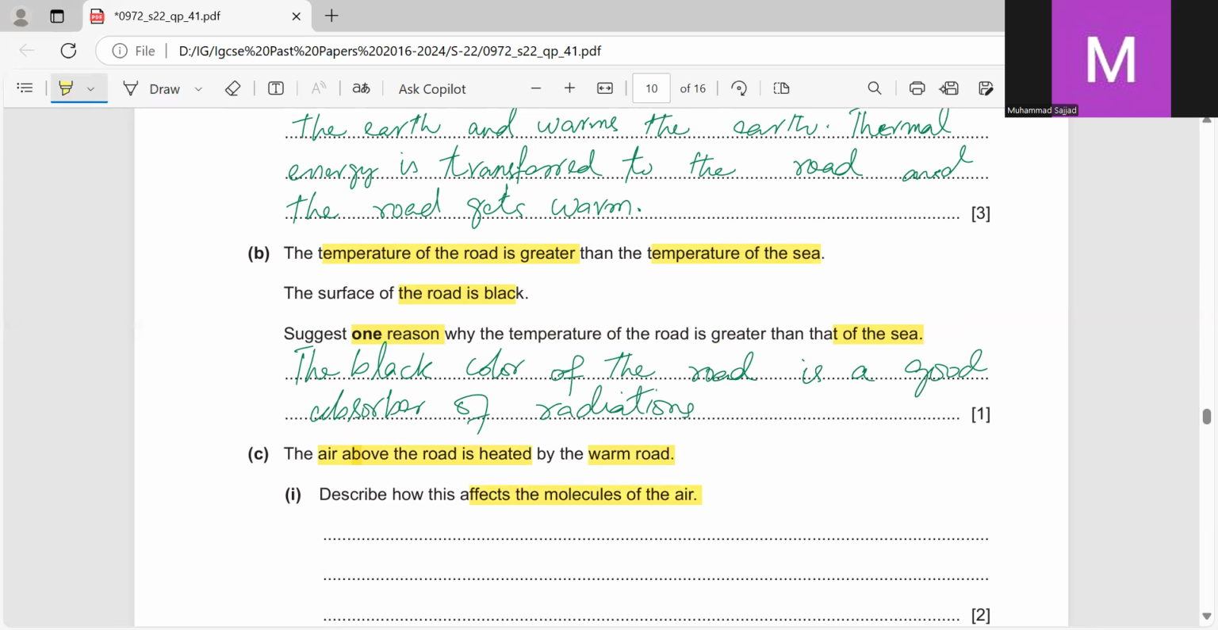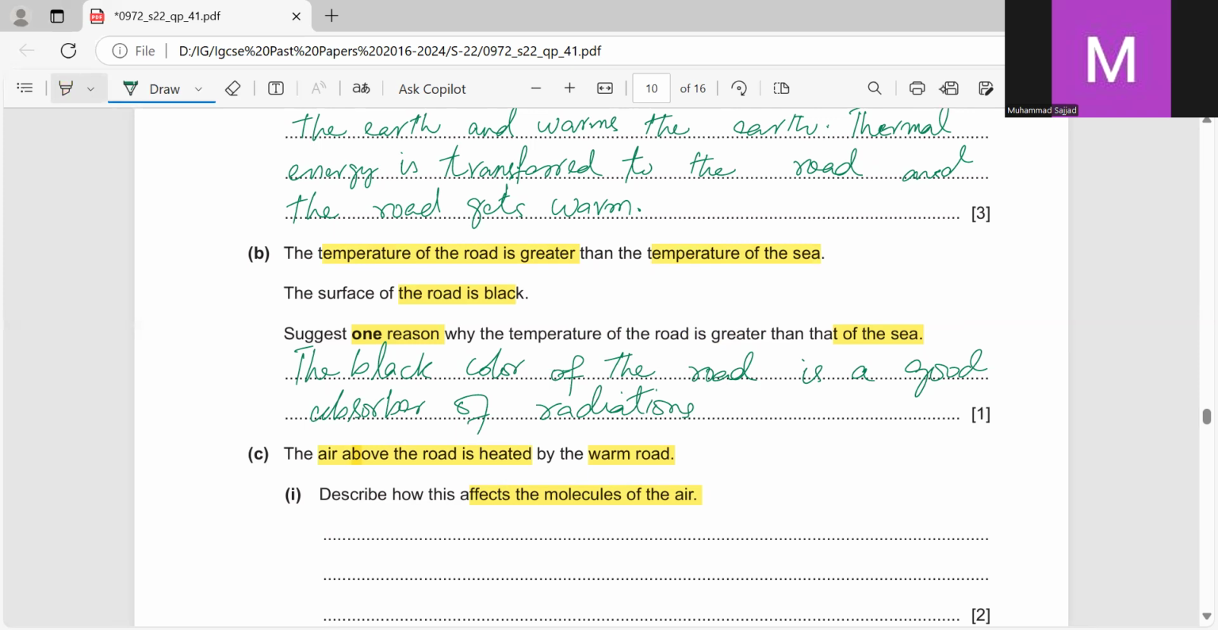So don't think that they gain kinetic energy and move faster will be 2 marks. No, not at all. This is the same thing. Either you can say the molecules of the air gain kinetic energy, or you can say the molecules of the air move faster. And the air expands, or the volume of the air becomes greater. So that's what will be the second mark.